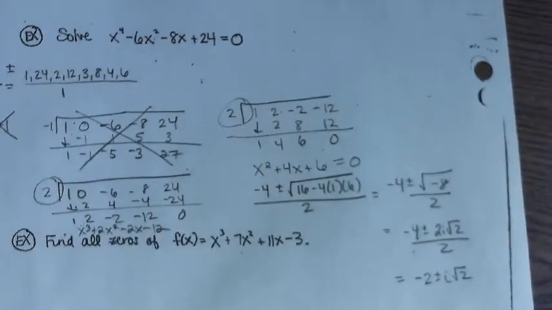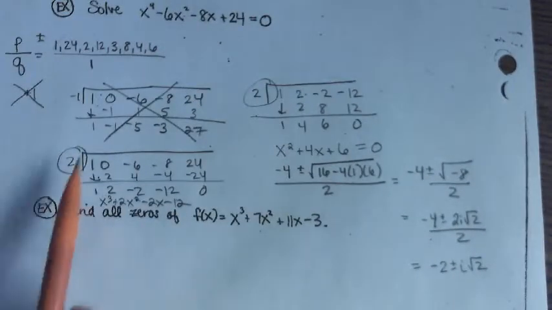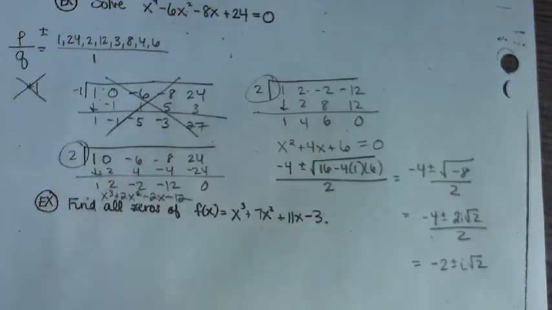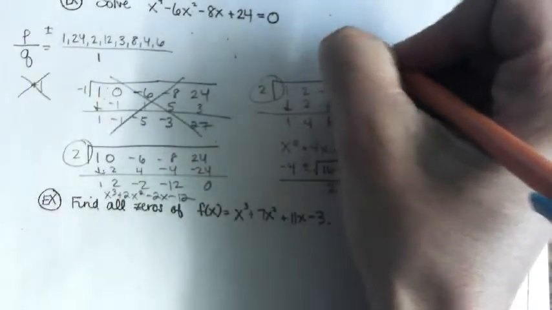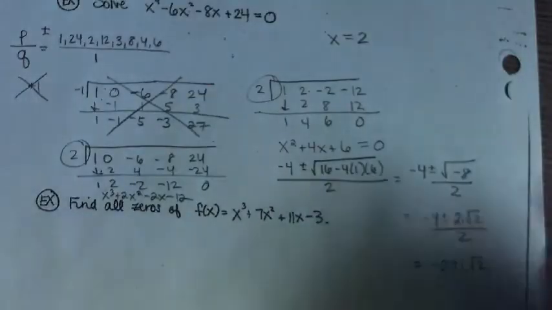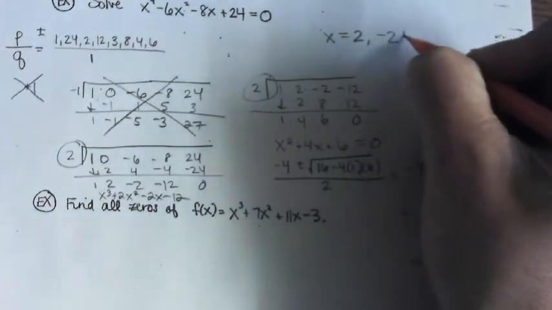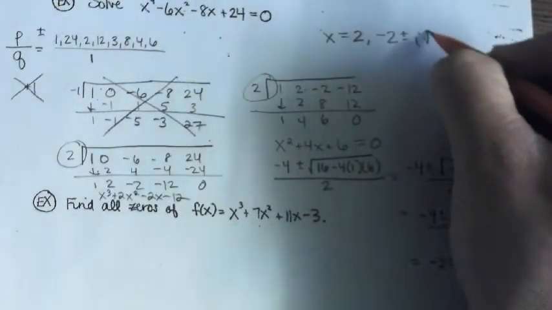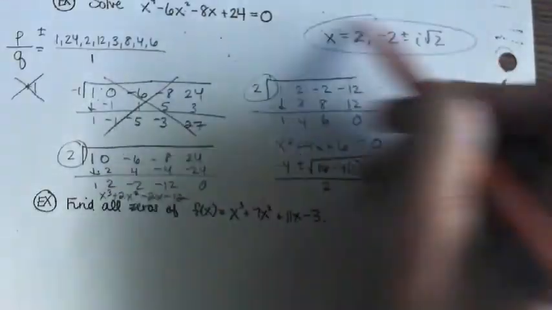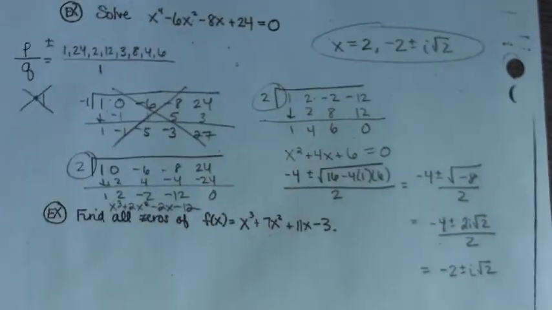So we have our 4 solutions. 2 real ones, which happen to be the same solution twice. So x equals 2, and negative 2 plus or minus i root 2. There are our imaginary roots coming in pairs of conjugates again.